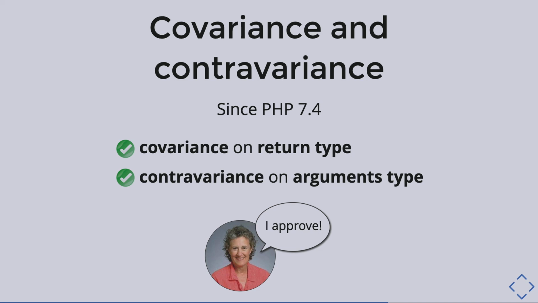So maybe you know that since PHP 7.4, we can have covariance on return types and contravariance on argument types. Basically, it means that a child method can return a more specific type than those defined in the parent method, and can receive as argument types a less specific type than those defined in the parent method.